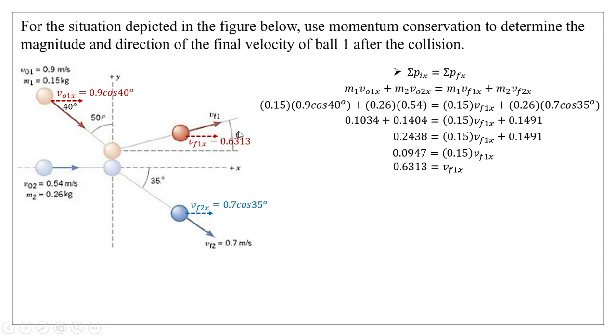But the angle is not given, so I need to find VF1Y. Therefore, I'm just going to use the same strategy, but in the Y direction here. I'm going to say initial momentum in the Y direction equals the final momentum in the Y direction. As you can see in this diagram, the only ball that has a Y component initially is M1, because M1 is moving in the southeast. So its horizontal component is pointing right, but its vertical component is actually pointing down.